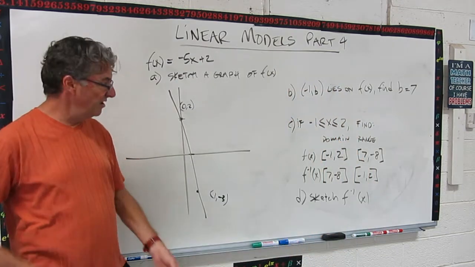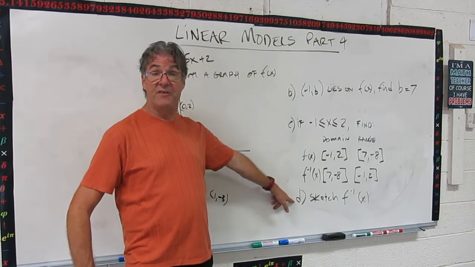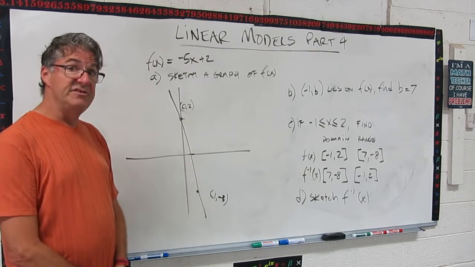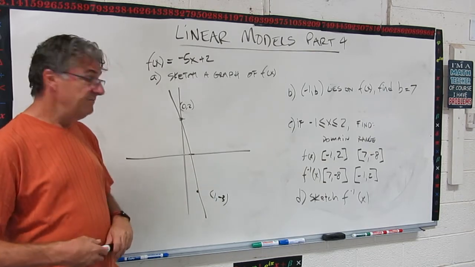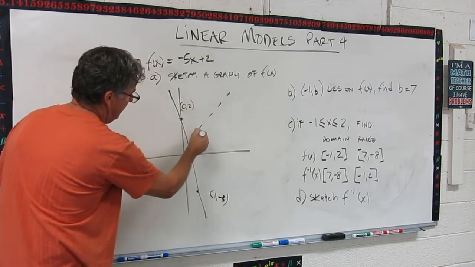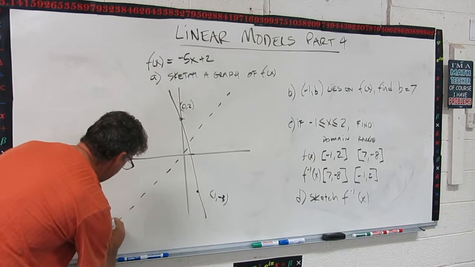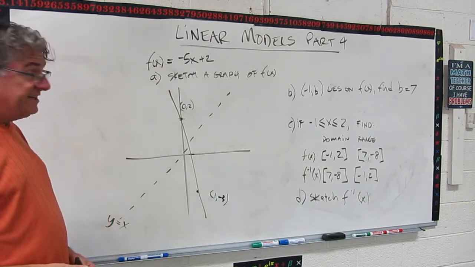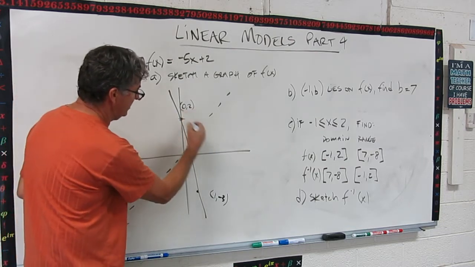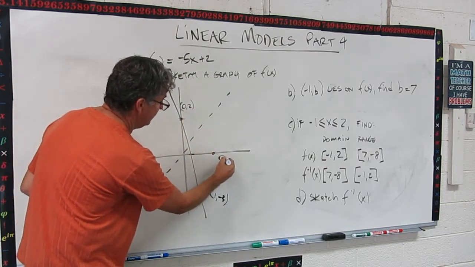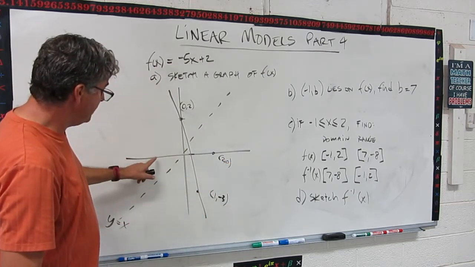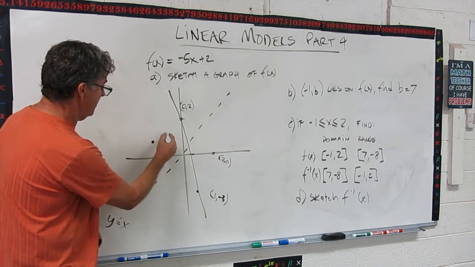Okay, our last question here, I just added sketch f inverse of x. So go ahead and pause the video right now and see if you can do that in your notes. Okay, let's see how you did. I like this 45-degree line thing, so I'm going to just go, there's my y equals x line. Now all I need to do is reflect my points across this line. So the point 0, 2 is going to become 2, 0. That's right there. And then this point is going to become -3, 1. So we're going to put that up there.